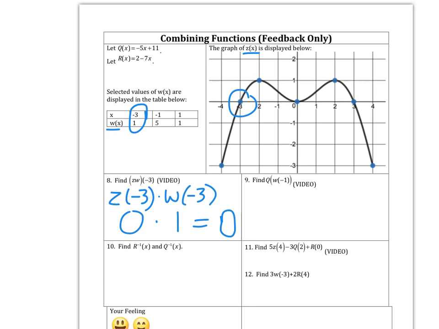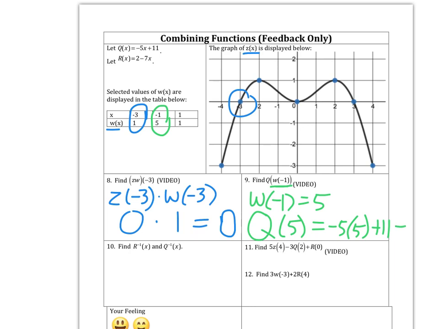For number 9, also a video problem, we are looking for Q of W of -1. I'm going to work from the inside out. W of -1, okay, that's going to be 5. And then Q of 5 is going to be -5 times 5 plus 11. -25 plus 11 is going to be -14.